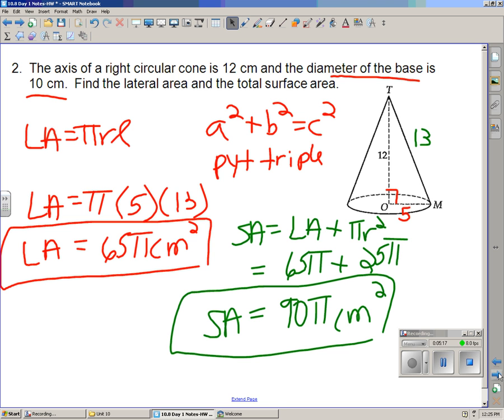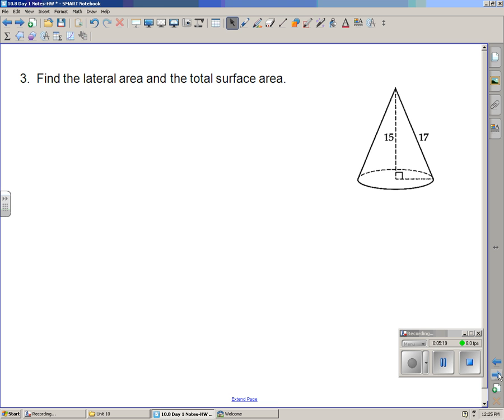Last example. Find the lateral area and the total surface area. Again, now what they're giving you is the axis and the slant height, but you don't have the radius. Again, a squared plus b squared equals c squared, Pythagorean theorem or Pythagorean triple. Triple is much faster. In this case, hopefully you know that Pythagorean triple will be 8, 15, 17. If not, go into Pythagorean theorem, not a big deal.